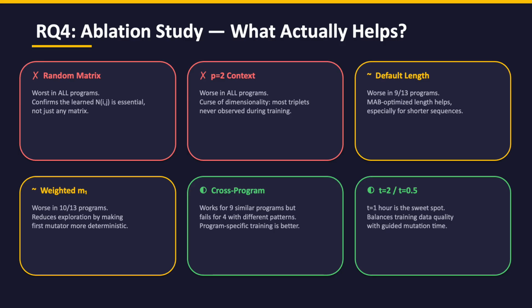They even test cross-program generalization. Take the probability matrix learned on free type and use it on other programs. It works reasonably well for 9 programs that share a similar pattern, but fails for the 4 programs with different patterns. This tells us the interaction effect is somewhat program specific, which justifies the per program training phase.